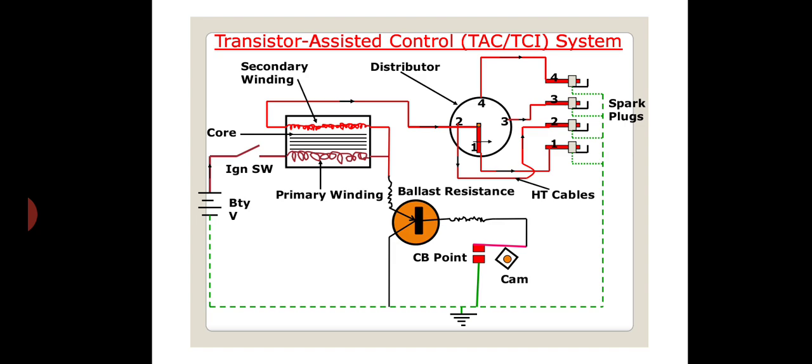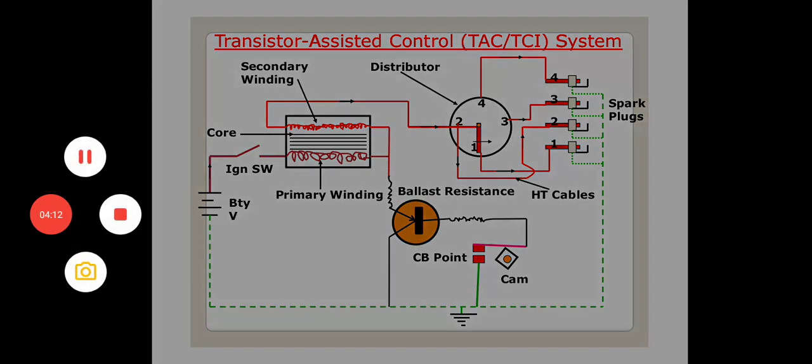Now here you can see again the distributor, then the spark plug. The distributor gives the sparking position inside the cylinder, the piston cylinder arrangement.